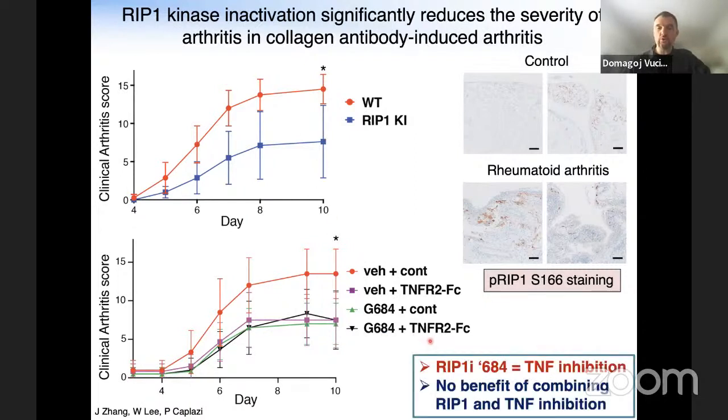And TNFR2 also blocks the same way. And when we combine them, there is no added benefit. So it just tells you that in this model, whatever TNF blockade does, RIP1 inhibition does the same thing. And combining them is not going to give you any extra benefit. Okay?